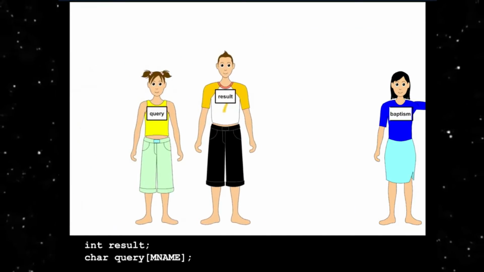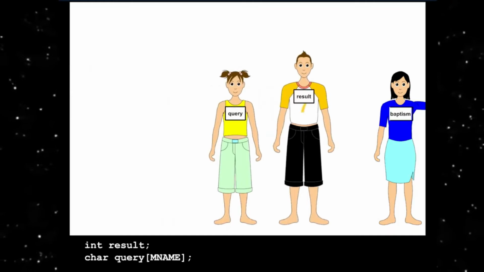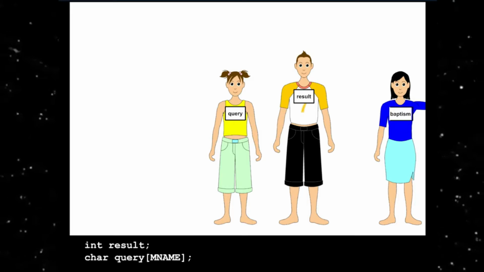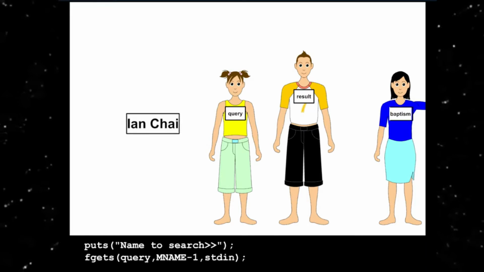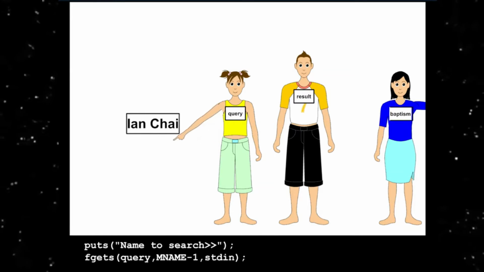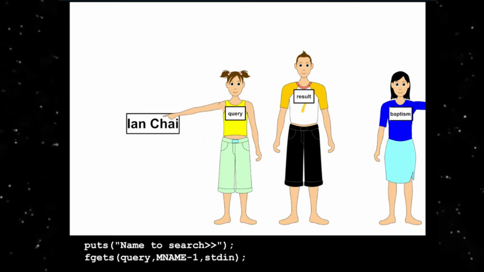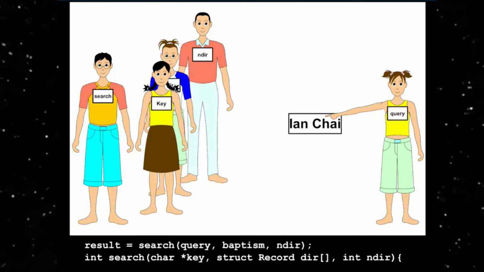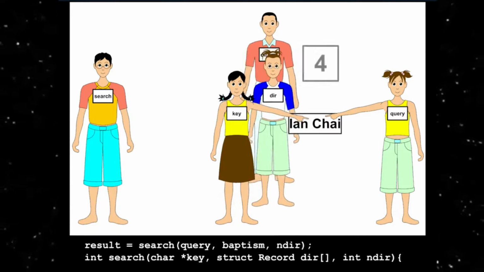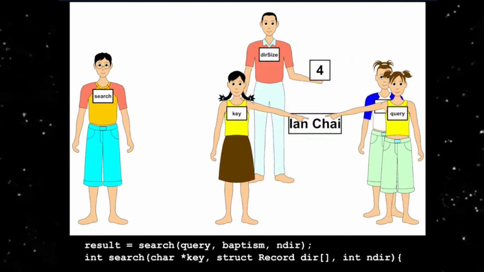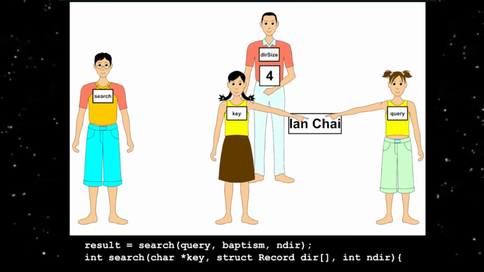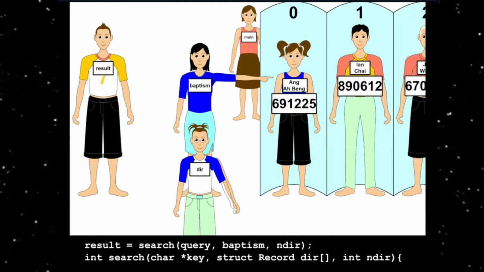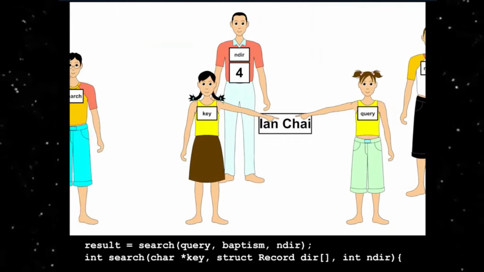Now we declare 2 more variables. Result is an integer variable, while query is a character string. Suppose the user types Ian Chai for the name to search. This is stored in query. Now we call search. This causes key to point to the same place as query. Dir size gets a copy of the value of capital DIR size, which is 4. We now make dir point to the same place as baptism.